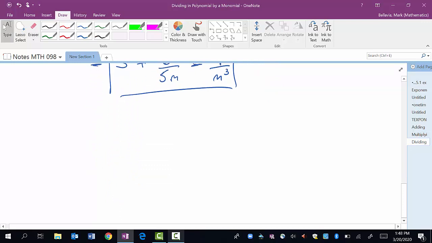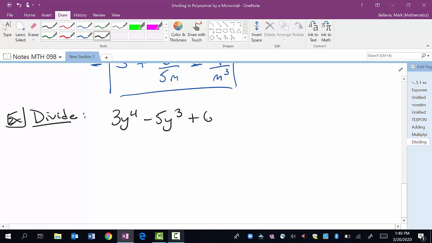And let's take a look at just a couple more. Said to divide 3y to the fourth minus 5y cubed plus 6y squared minus 9 over negative 3y.